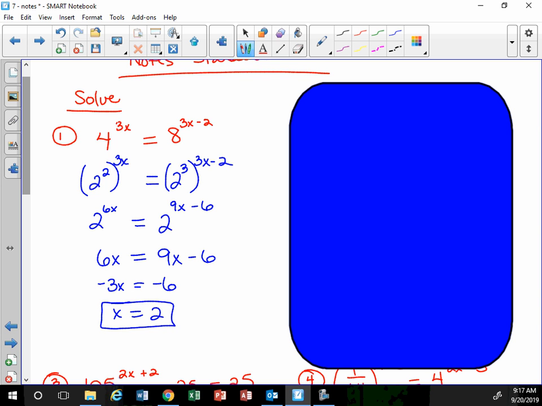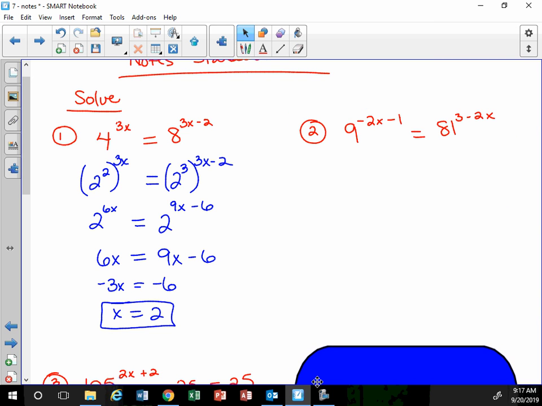Questions on the first one? Okay, I have 5 examples for you up here, but that is the general idea on all of them. Make the bases match, use your exponent rules, solve the little equation that you set up. So it's really not bad. All right, so you guys try number 2 for me.